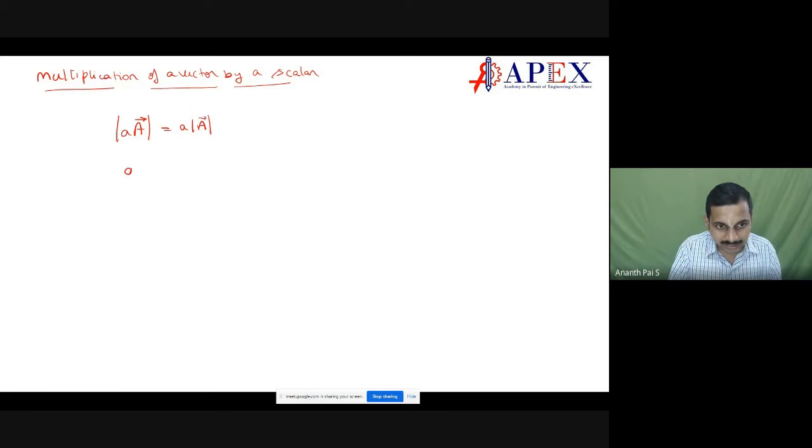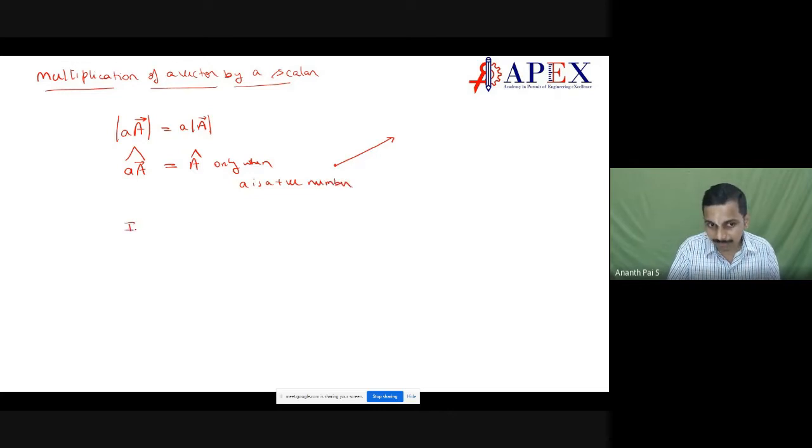Then another thing, direction of a times A is equal to direction of A, correct? Very important. That means direction does not change. That's what we said. When we multiply a magnitude, direction does not change. In fact, that is not entirely true. Why it is not entirely true is because it is true only when a is a positive number, okay?